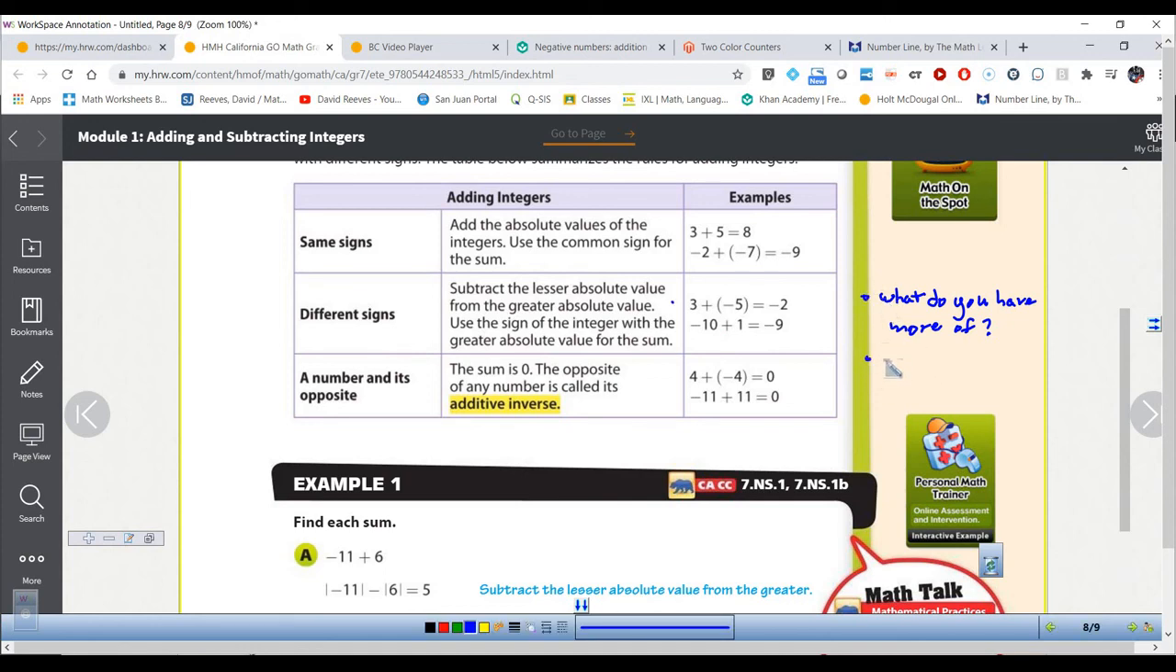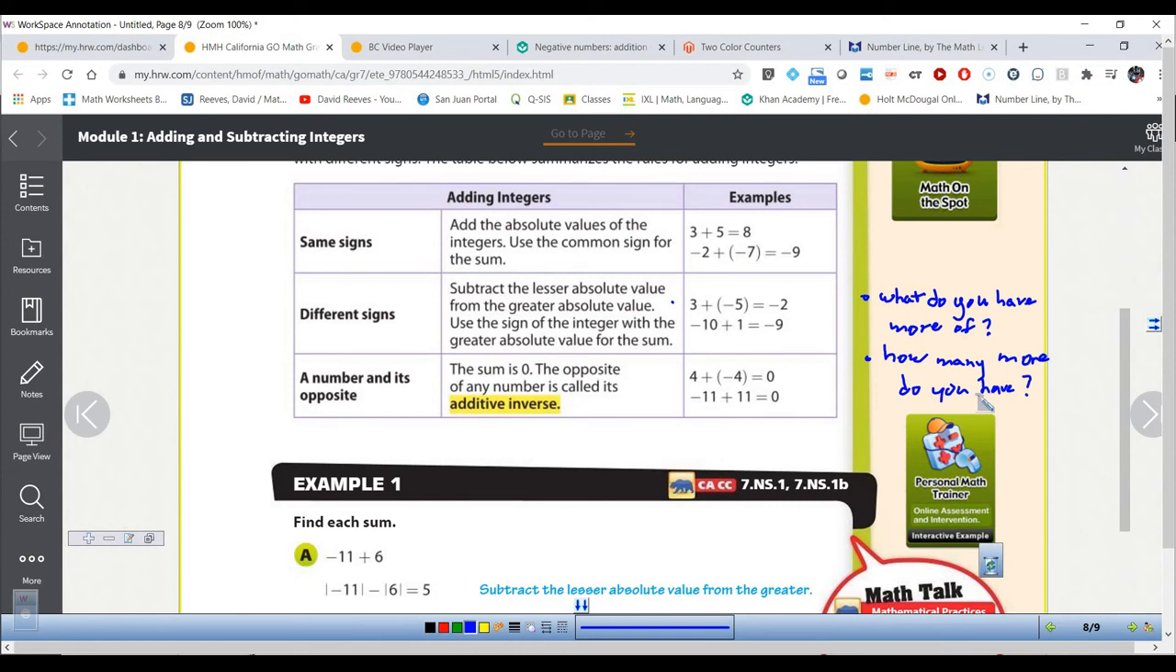And then the second question is, how many more do you have? And that's where you subtract. 5 minus 3 is 2. 10 minus 1 is 9. All right, what do you have more of? Which one has the greater absolute value? And how many more do you have? What's the difference between them?